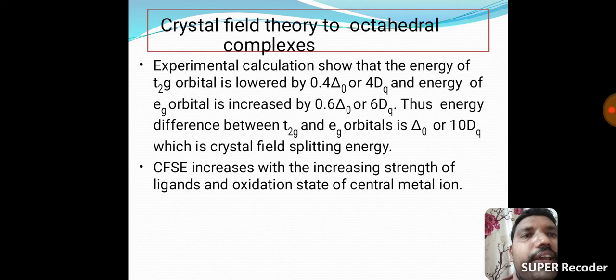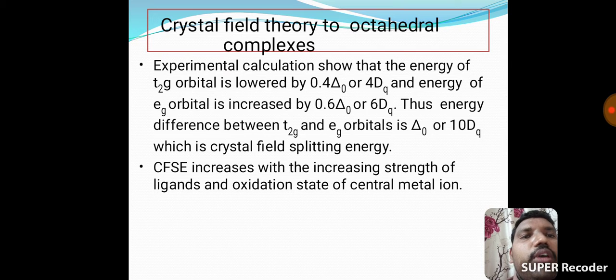Experimental calculation shows that the energy of the t2g orbitals is lowered by 0.4 Δo, where Δo is the octahedral splitting energy, and the energy of the eg orbitals is increased by 0.6 Δo. The difference between t2g and eg orbitals is Δo, which is called the crystal field splitting energy.